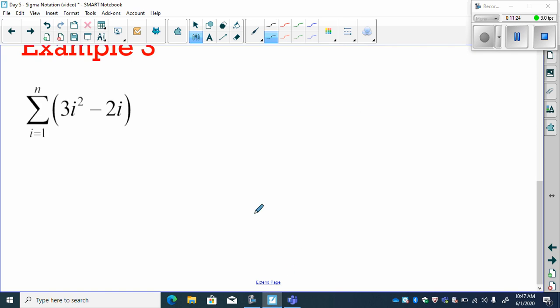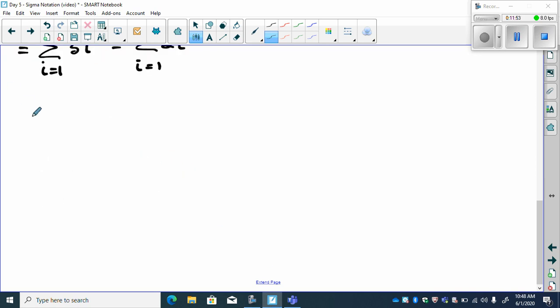And that's what this question will do. We'll go further. We'll take it a little further. So, for starters, I could write this as two monomial summations. So from i equals 1 to n of 3i squared minus the sum from i equals 1 to n of 2i.